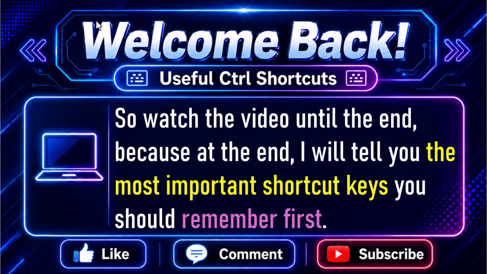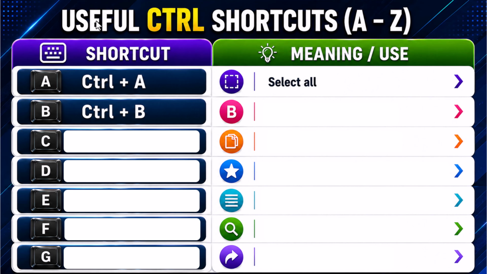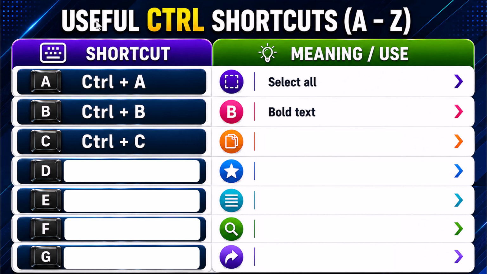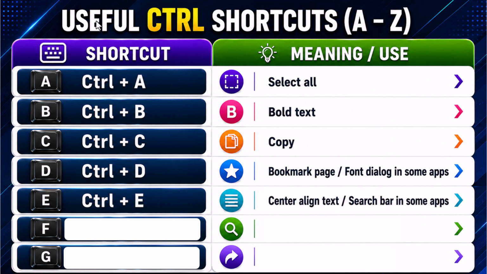Now, let's get started. First shortcut, Ctrl A. It means select all. Ctrl B, bold text. Ctrl C, copy. Ctrl D, bookmark page, font dialog in some apps like Excel and Word. Ctrl E, center align text, search bar in some apps.